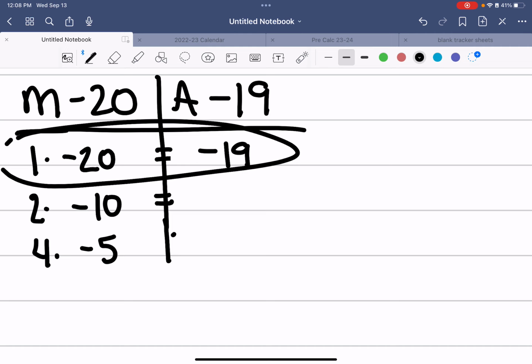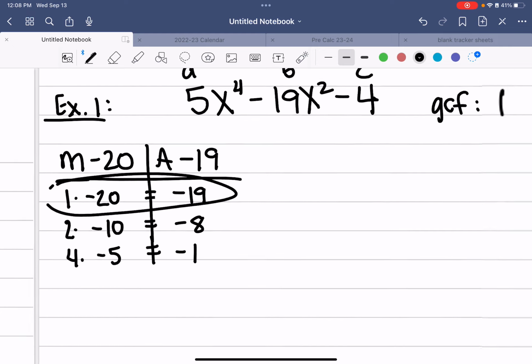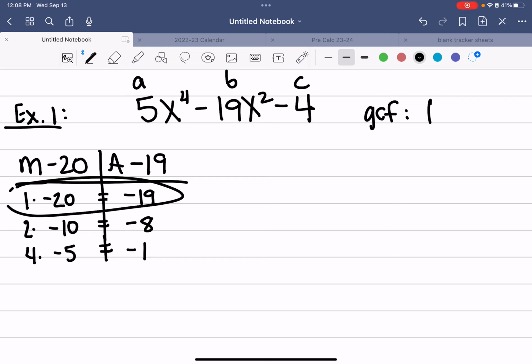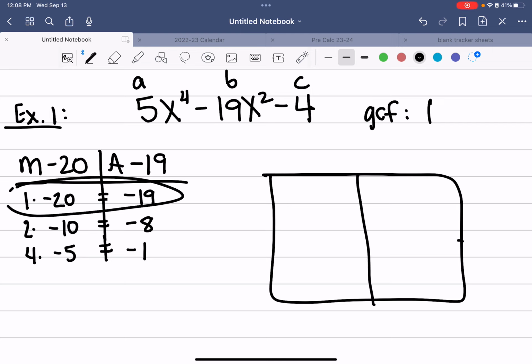I'm just going to finish off our table so it's not half done. 2 plus negative 10 is negative 8. And then 4 plus negative 5 is negative 1. Now, here, we're going to go ahead and do the box for this one. So the way you do the box method is you're going to draw a box. And remember, it's going to be in order A, B, B, C. So I'm going to go ahead and put my A term first.